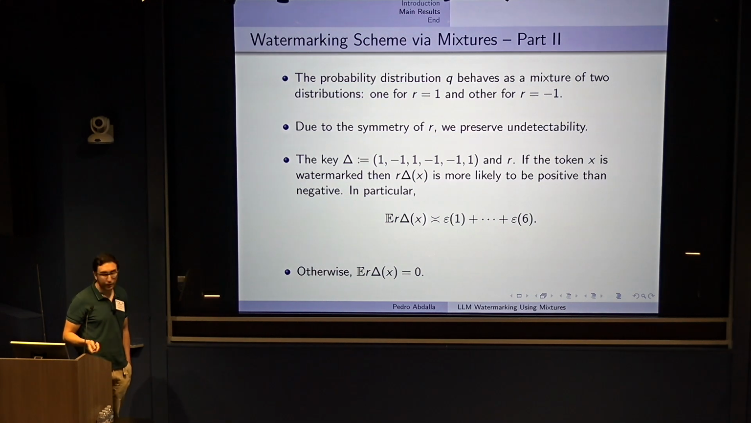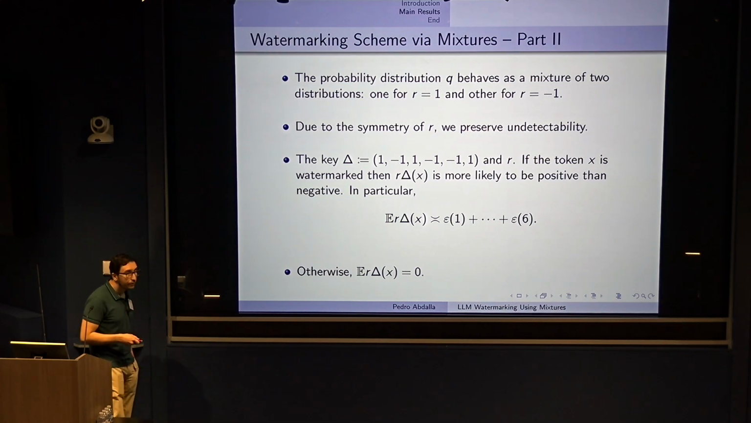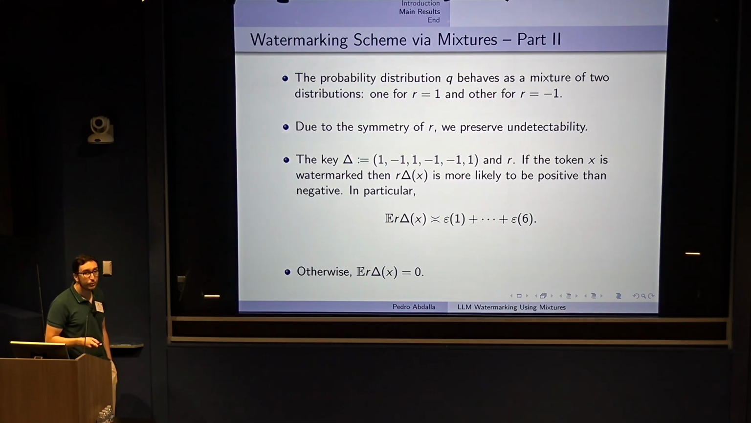Otherwise, if the text was not watermarked, the token is completely independent from my key delta, so the sign is independent of X, the expected value of R is 0, so it's going to 0 everything. So we already have a test arising here. When it's watermarked, this quantity should be bounded away from 0, and when it's not watermarked, it should be 0, or very close to 0.